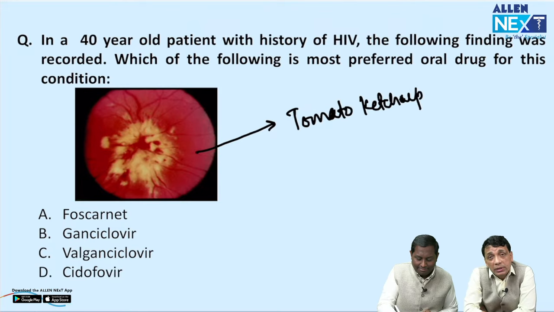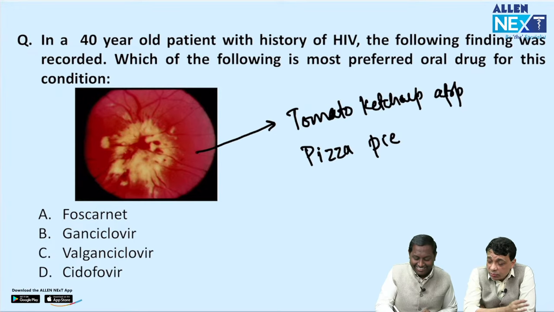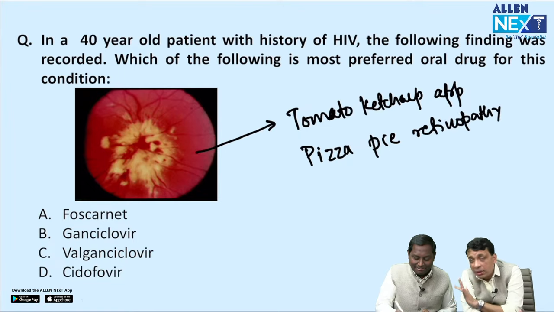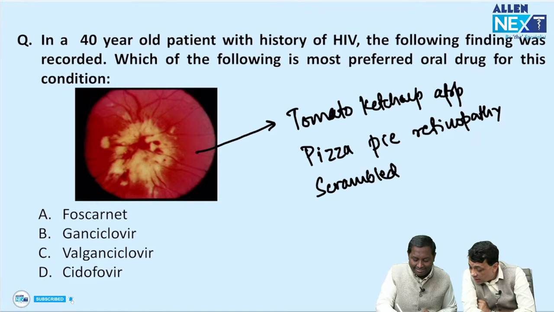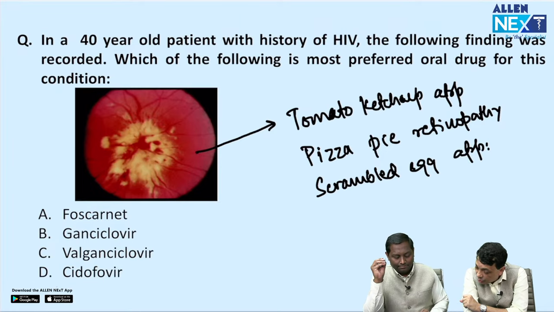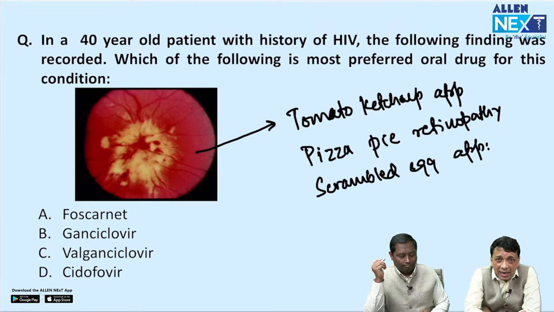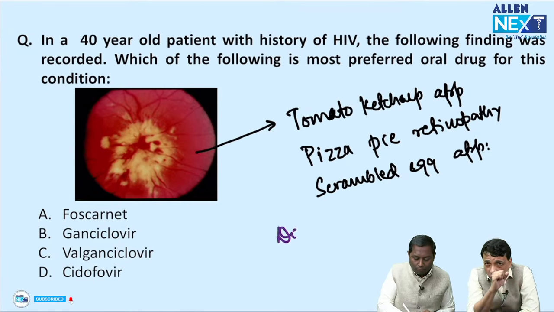Okay, now ophthalmology is full of beautiful terms for terrible things, you know. I think there's no other subject on earth with such beautiful descriptions for such terrible conditions. Imagine calling this scrambled eggs and tomato ketchup appearance. But we all heard about this. This is a very dramatic picture, and the clue has already been given. It's HIV. So this is going to be CMV retinitis, cytomegalovirus retinitis, the most common ocular finding in HIV. Is it not?